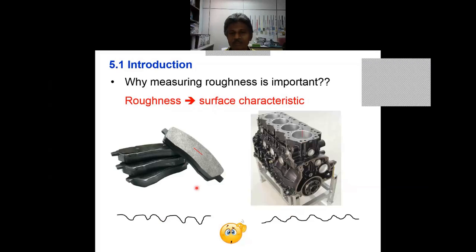So this is where courses like this are very important to understand the concept behind roughness, and why it is so important to define the characteristics of surfaces.